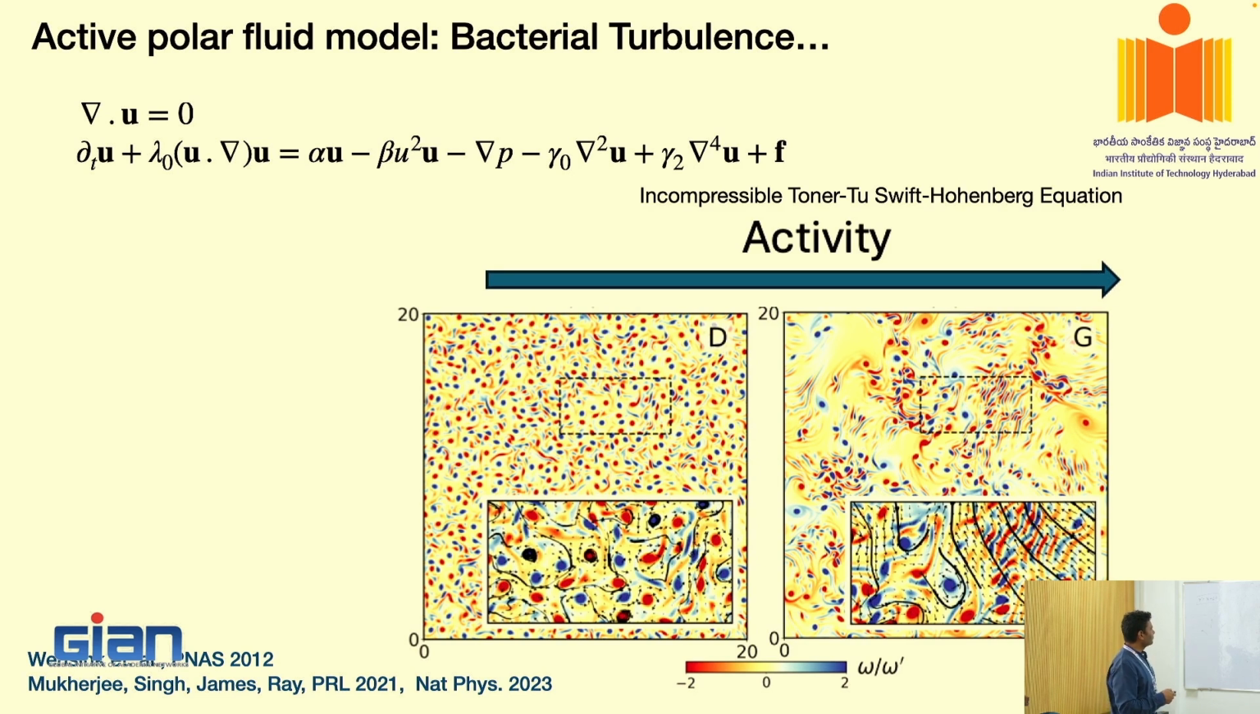So basically the beta u cubed term and the gamma 2 second Laplacian term are going to dissipate energy at the largest and smallest length scales, and alpha u and the anti-viscous term are going to inject energy in the system. So now you are injecting energy from two points. This equation is very commonly known as the Toner-Tu Swift-Hohenberg equation, because this additional term comes from the Swift-Hohenberg model, which was very popular in condensed matter theory, where you can use such equations to describe different kinds of patterns.